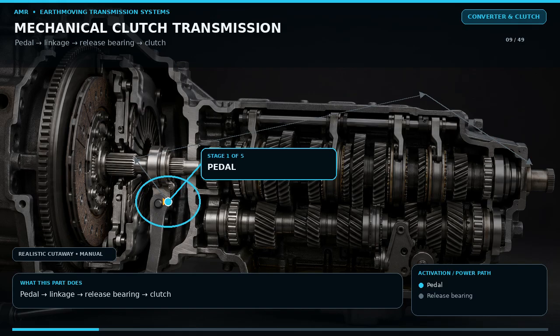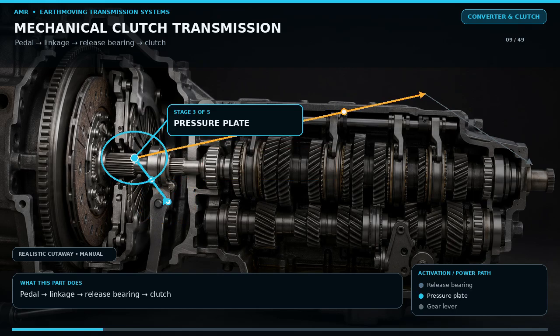Older and smaller machines may use a mechanical manual transmission. The engine flywheel drives a dry single-plate or multi-plate clutch. With the pedal released, springs clamp the friction plate between the flywheel and pressure plate, so torque enters the gearbox. Pressing the pedal moves a cable, rod, or hydraulic release system. The release bearing pushes the pressure plate fingers. Clamp force is removed, and the gearbox input shaft is disconnected.